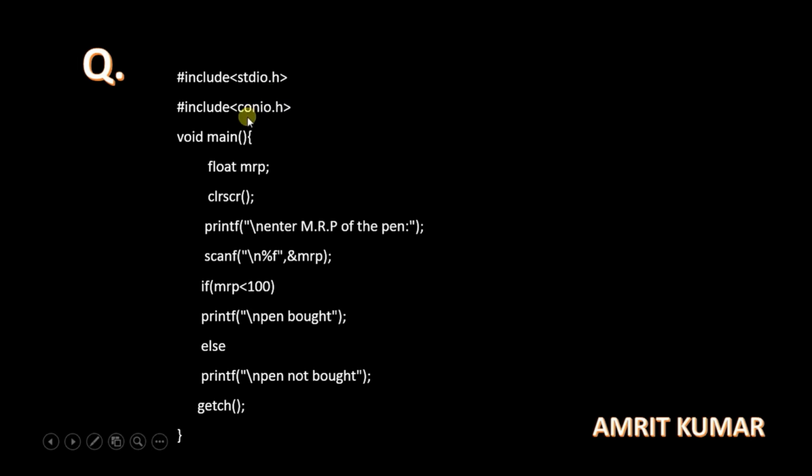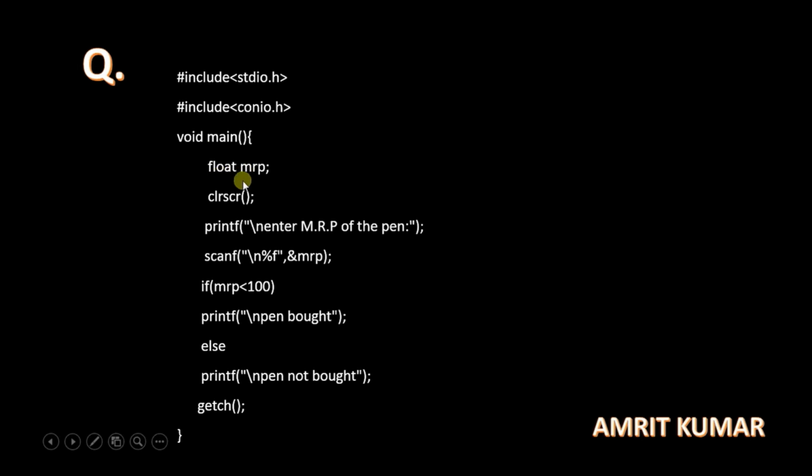Similarly, conio.h is also a collection of files that you will be using in the main function. So you have to declare the header files, #include <stdio.h> and #include <conio.h>. After writing these two header files, I am using the main function, whose return type is void. So void main.